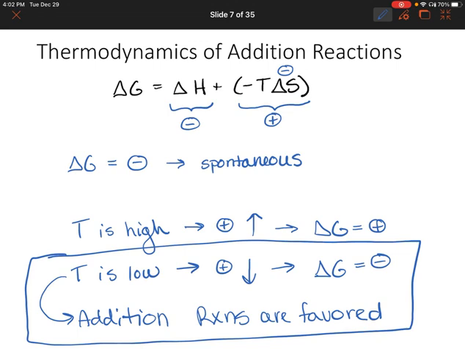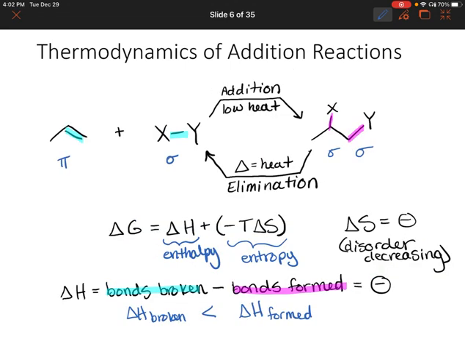All right, so hopefully this got your brain going, remembering substitution, elimination, thermodynamics, and we just sprinkled in this new concept of an addition reaction. So next time we'll talk more specifically about the different types of reagents that we can use in addition reactions. So what is that X and that Y? And what can we put there to make our desired products? So we'll talk about that in the next video.